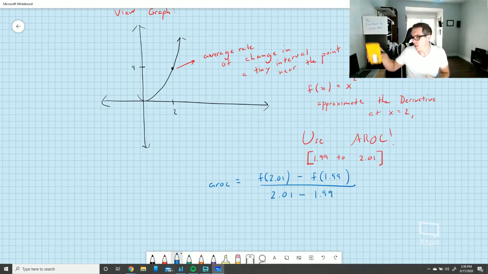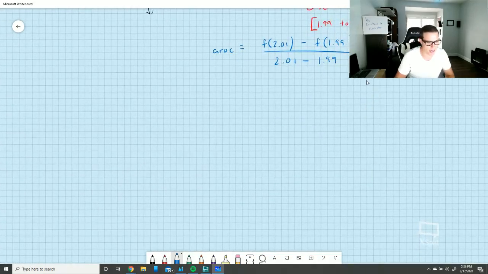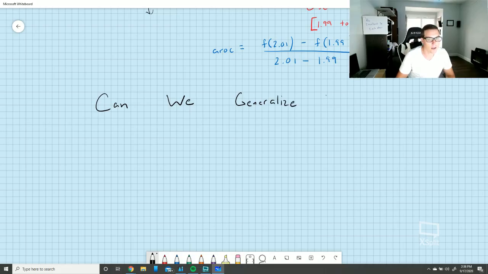So this is a cool strategy for approximating instantaneous rate of change. You can use average rate of change, but there's a better way, and this is where I want to get to. This is the heart of what we're about to do, and then I'll do 2 examples with you. Can we generalize this idea? The answer is yes.